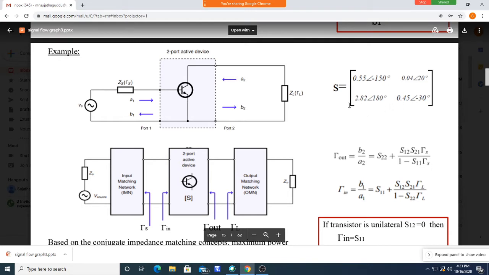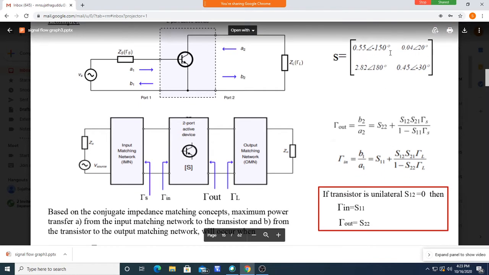So this is not unilateral because S12 is not equal to 0. S12 here is not equal to 0, but it is very small. What you can observe is 0.04. Sometimes a small value may be there. If it is very small, then you can consider it as unilateral. Like here, 0.04 is very small compared to 1 or 2. In such cases, you can consider it as a unilateral case. You can go for this assumption, but not always.